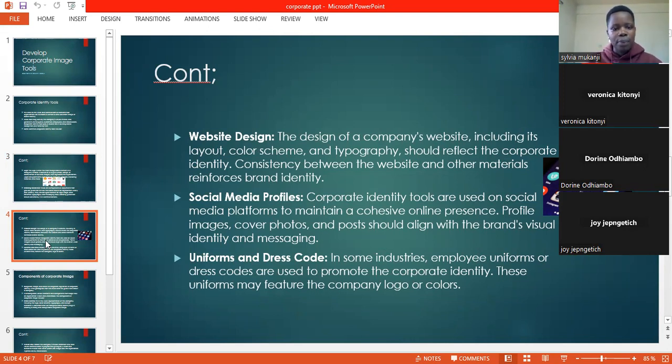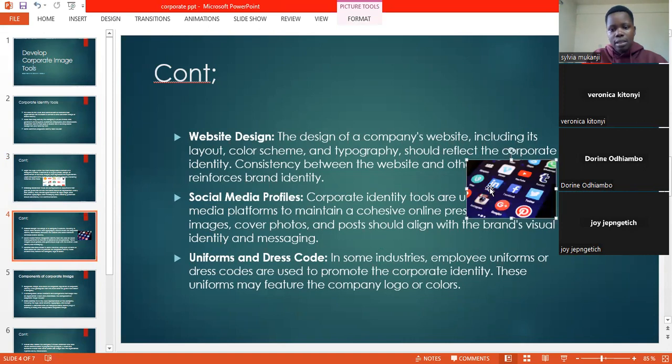Then social media profiles. Most companies you find have social media profiles like on Facebook, as you can see here. These are examples of social media profiles that companies have, e.g. the LinkedIn, Facebook, Twitter, YouTube, and so on.